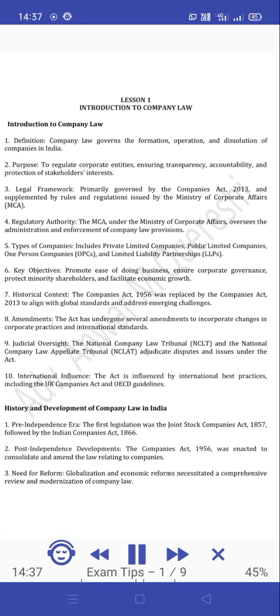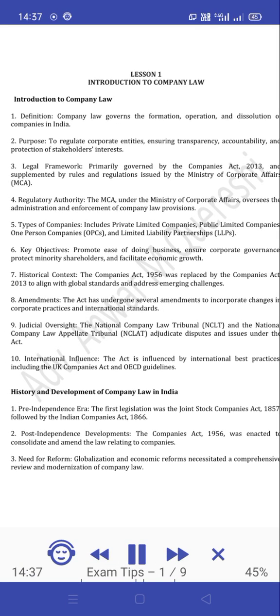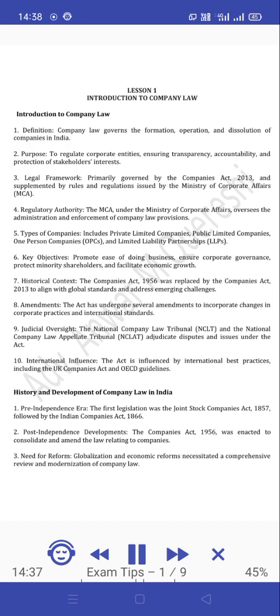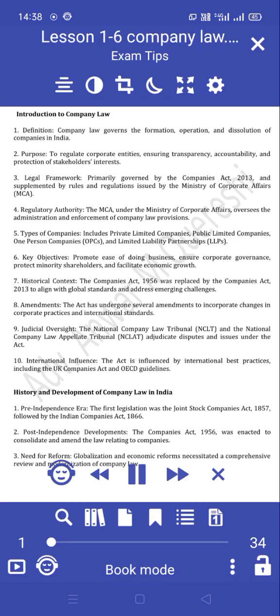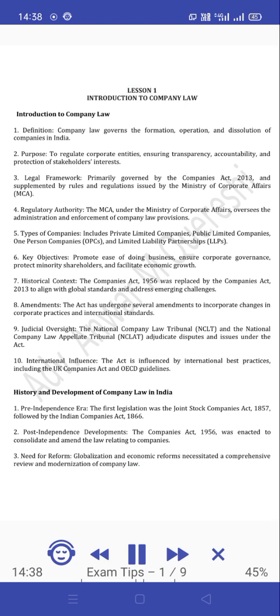3. Legal framework. Primarily governed by the Companies Act, 2013, and supplemented by rules and regulations issued by the Ministry of Corporate Affairs (MCA). 4. Regulatory authority. The MCA, under the Ministry of Corporate Affairs, oversees the administration and enforcement of company law provisions. 5. Types of companies. Includes private limited companies, public limited companies, one-person companies (OPCs), and limited liability partnerships (LLPs). 6. Key objectives. Promote ease of doing business, ensure corporate governance, protect minority shareholders, and facilitate economic growth.